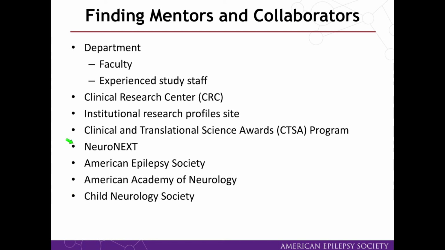NeuroNext also has a mentoring program and collaborators, and this can be helpful. They have a searchable site there. And you can also find mentors and collaborators outside your institution through the American Epilepsy Society, the American Academy of Neurology, and the Child Neurology Society.